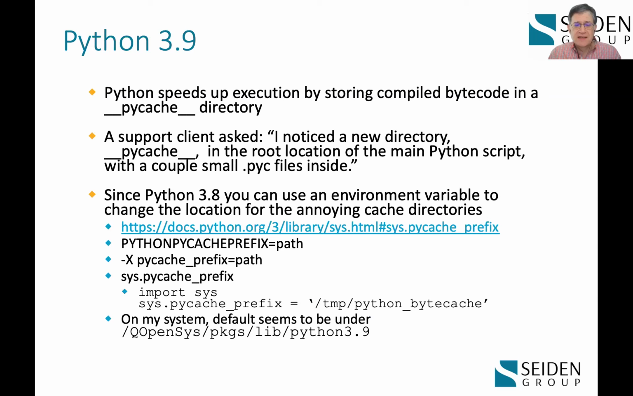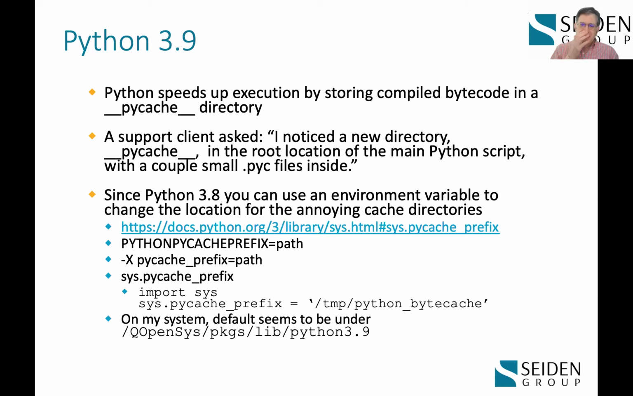Python 3.9 is the latest that we have. Python, like these other languages, is interpreted as it runs, but they all manage to speed themselves up. As Python runs, it creates compiled bytecode and sticks it in a file called PyCache. That's its way to speed things up. Like PHP has its opcache, Python has PyCache.